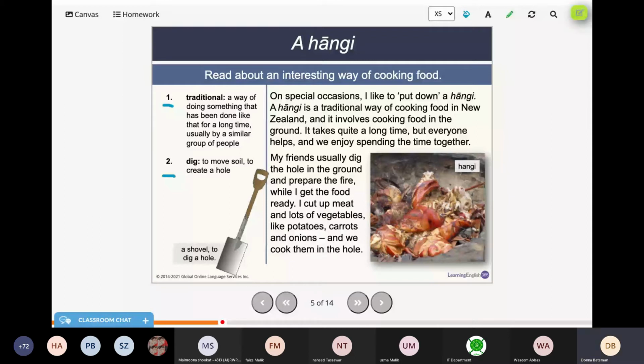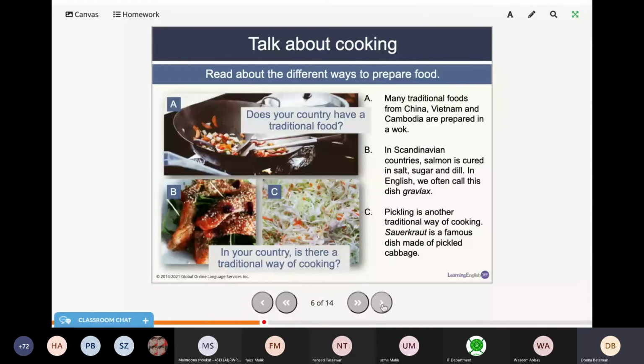Okay, we've got some more pictures on the screen now, and we can match the pictures to their descriptions, A, B, and C. Okay? And these are all different ways that we can prepare food, and some are more traditional in some countries than others. The first picture is a picture of a wok. Okay, the pan is called a wok, and many traditional foods from China, Vietnam, and Cambodia are prepared in a wok. But yes, they're also common in other countries these days.